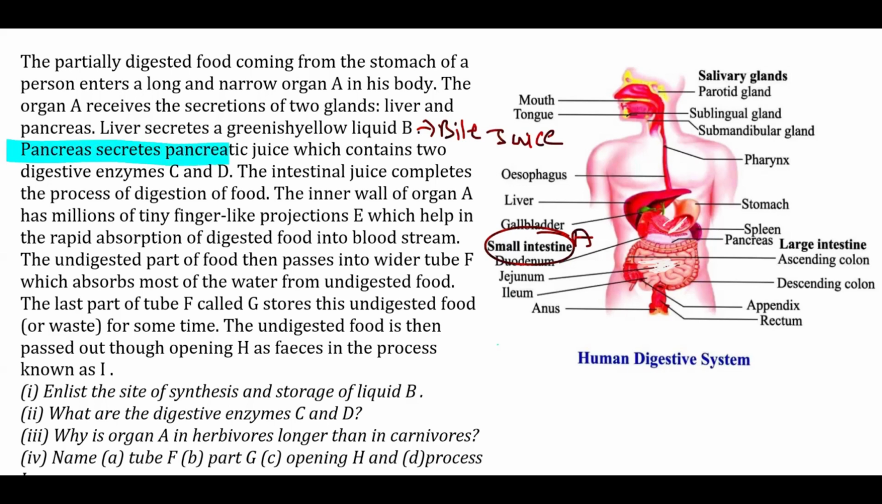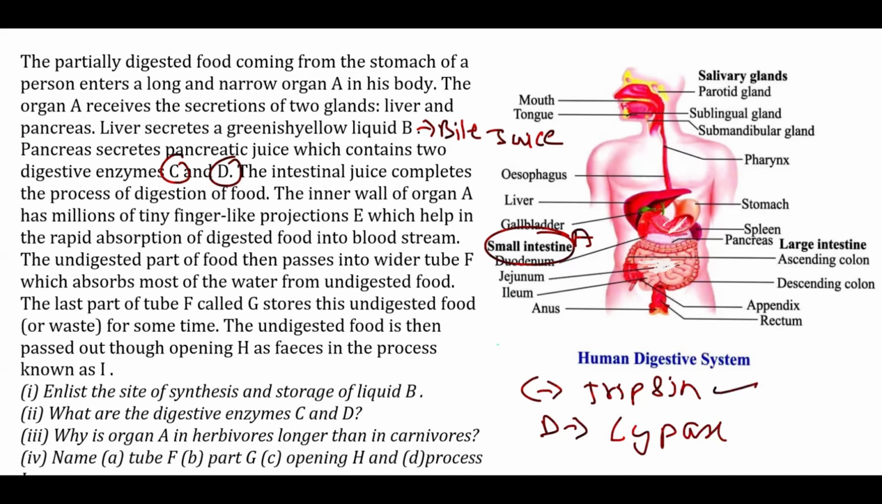The pancreas secretes pancreatic juice that contains two enzymes, C and D. And what are these? Trypsin and lipase. So C is trypsin and D is lipase. These are protein and fat digesting enzymes, and lipase digests the emulsified fat. So we got C and D as well, and A is already known to us. This is the small intestine.